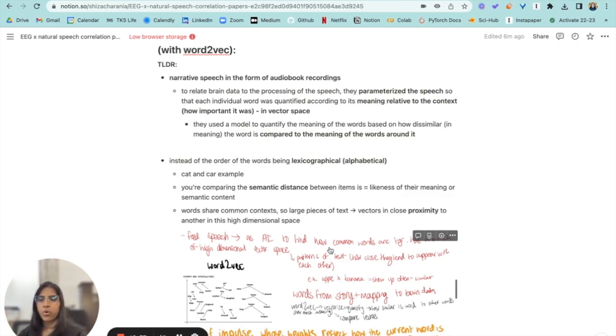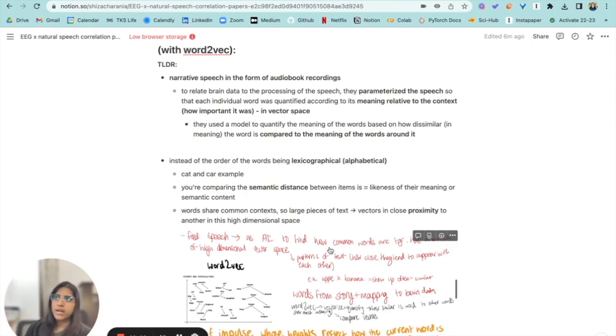Instead of the order of similar words being alphabetical, think of it kind of like a dictionary. If you have a dictionary, apple and apron are pretty close together alphabetically. But you can't assume that because they're close together like that, they're going to be similar to each other. So you're not having the order of words be alphabetical, you're having it be based on semantic difference. So how likely is their meaning or their semantic content?